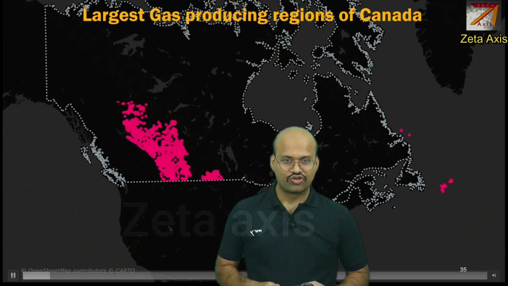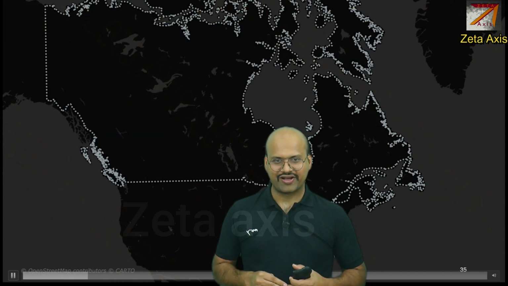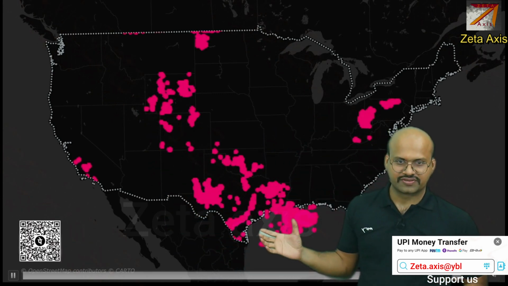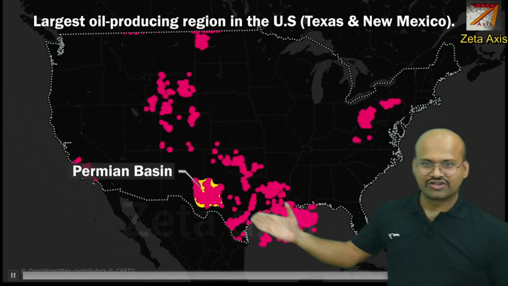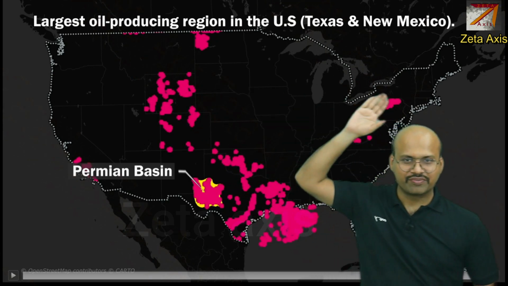Now let's move to the United States of America, which is also a major producer of oil and gas across the world. In fact, it is the number one producer of oil and gas across the world. And here we can see the deposits of oil and gas across the United States. These are the deposits. We can see that it starts from the Gulf of Mexico and goes till this region. We have some over here.